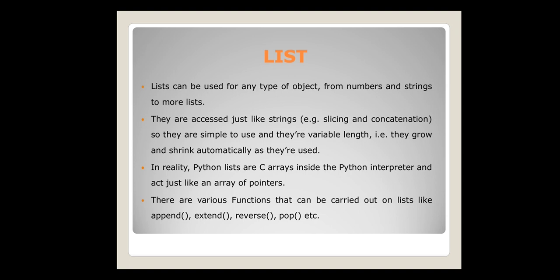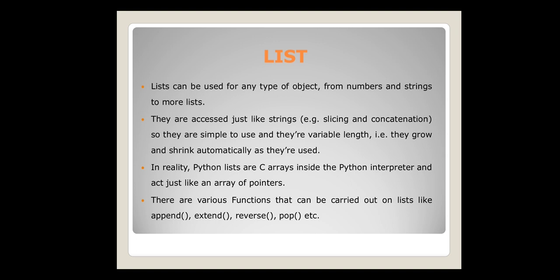List can be used for any type of object, from numbers and strings to more lists. Means we can add any kind of object in a list, having a data type number, character, string, anything. They work just like strings, for example, slicing and concatenation. So they are very simple to use and they are variable in length, so they can grow and shrink automatically as they are used.